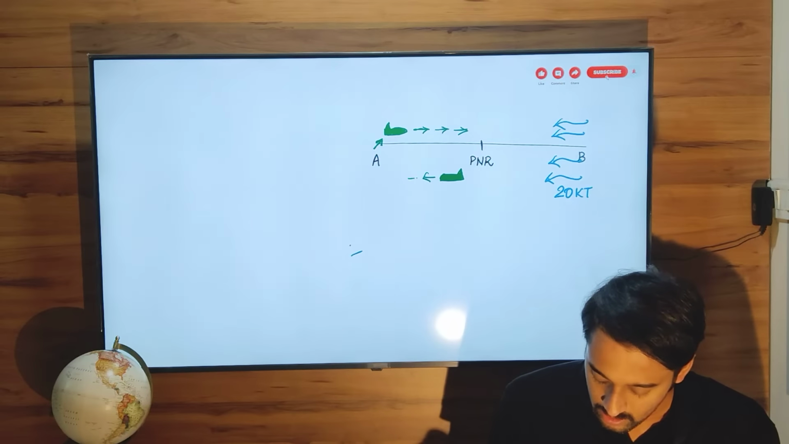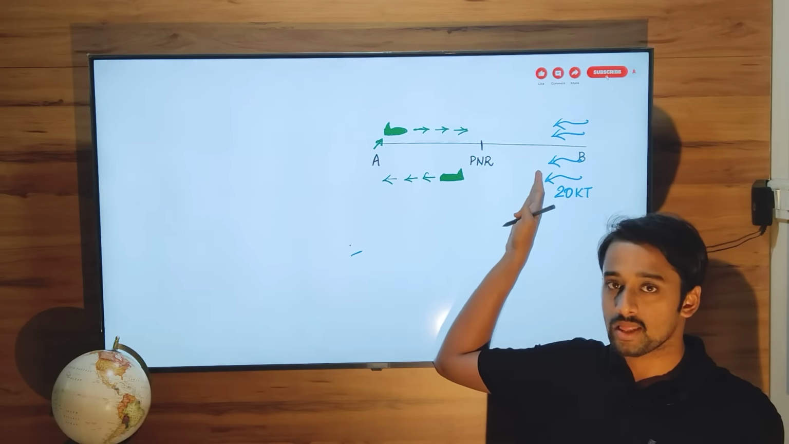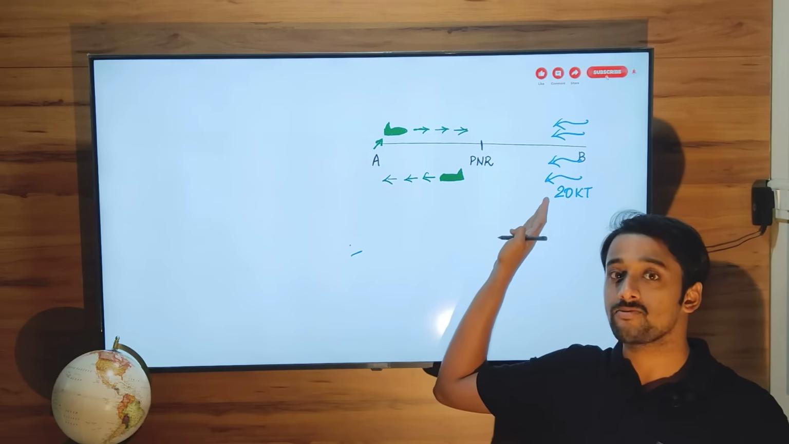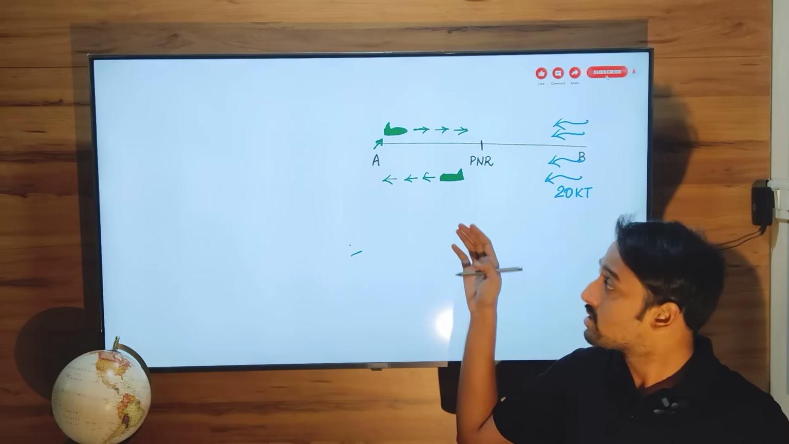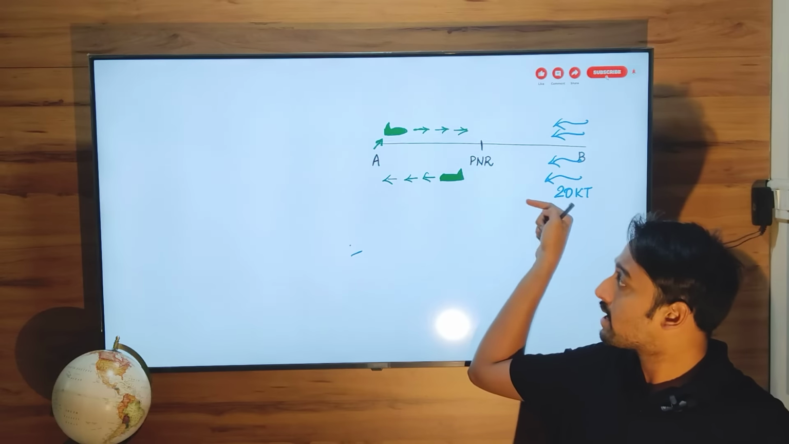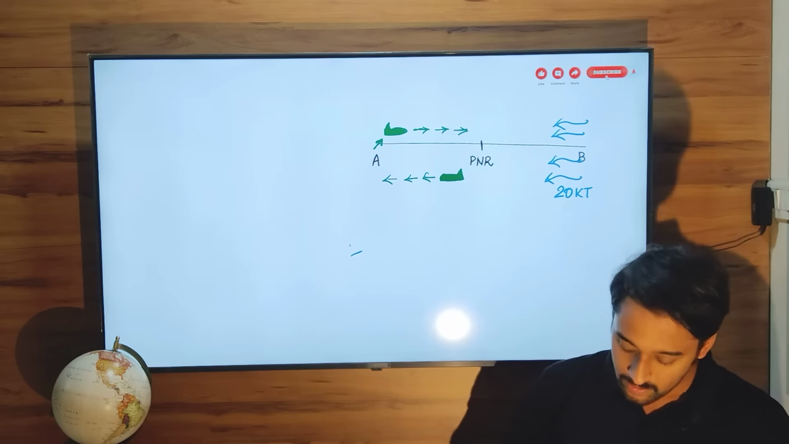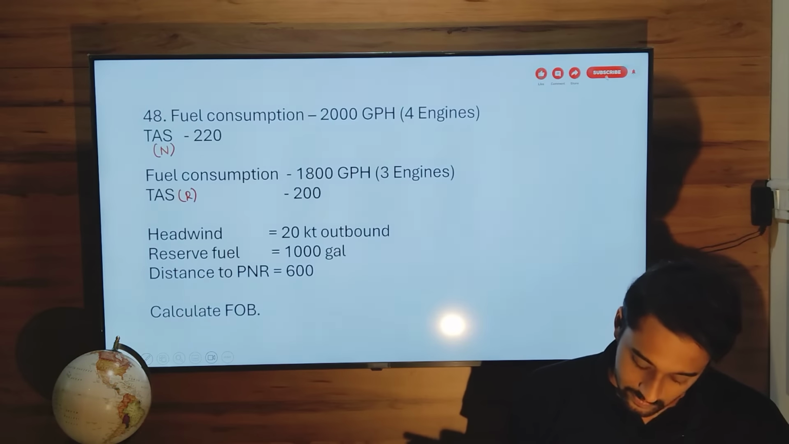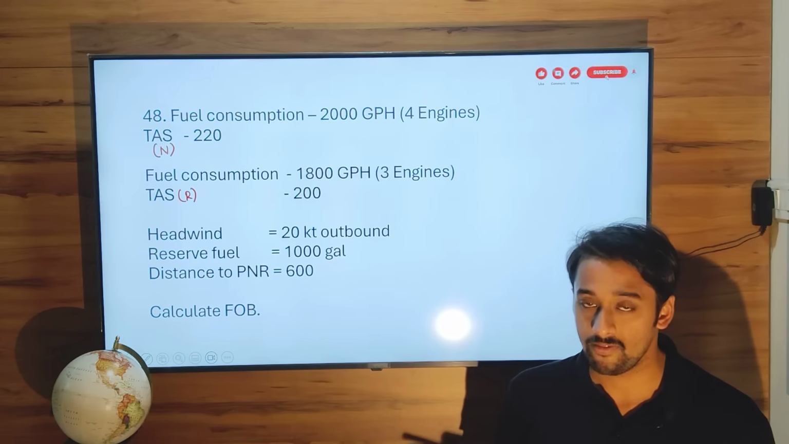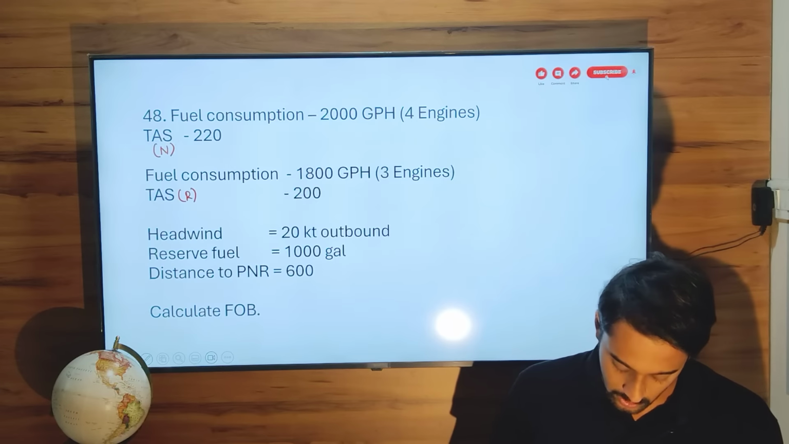Okay. And now during your return journey, the wind is going to remain the same, coming from that side. Now during the return journey, the same wind will function as a tailwind. So going outbound, this wind will be a headwind. Coming inbound or homebound, the same wind will become our tailwind. Okay. Next point. Fuel consumptions are different because of engine failure, and reserve fuel is given. Distance to PNR is also given to you.